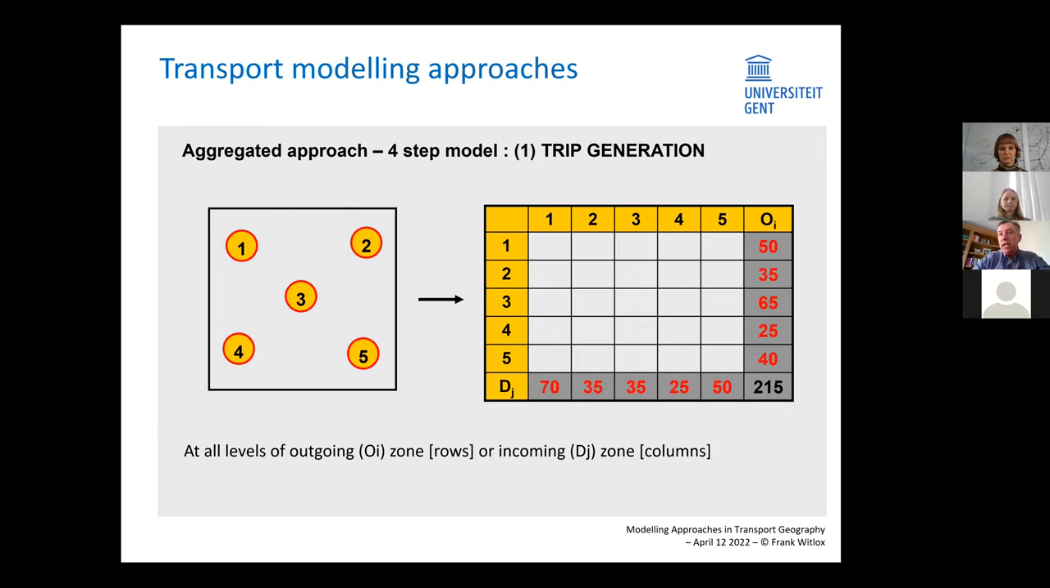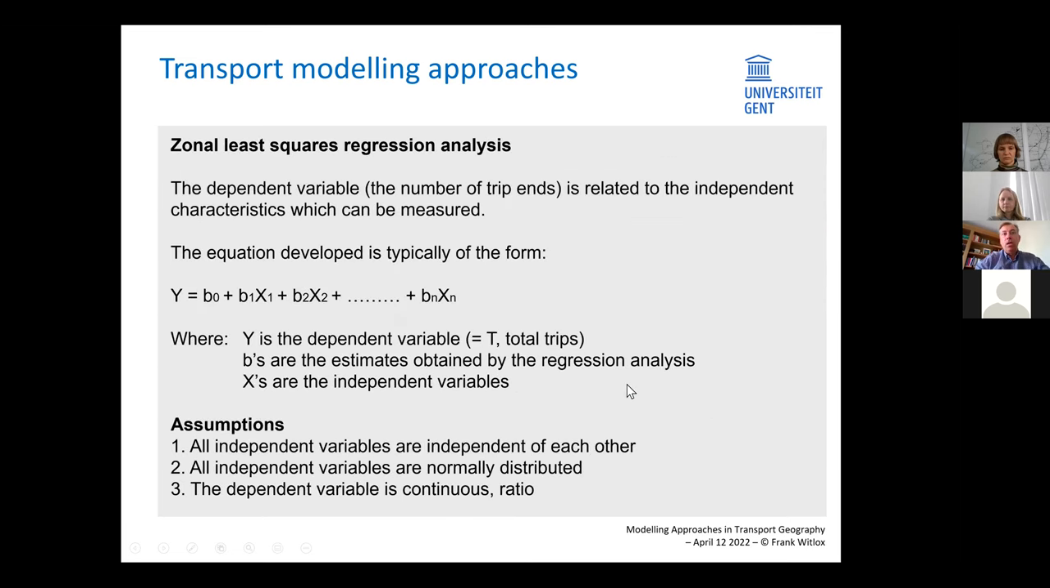The key element is clearly that we have this type of information. We need to know the total amount of flows in the entire system, and ideally also at the level of the origins or at the level of the destination. Now, you wonder, if you don't have this, then, well, here is the first type of technique that can be used in order to find these total amount of trips. And one could be a very simple linear multivariate regression analysis.